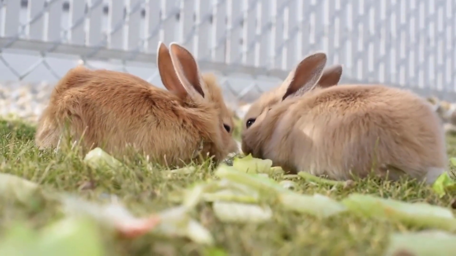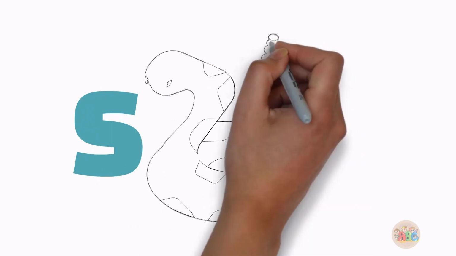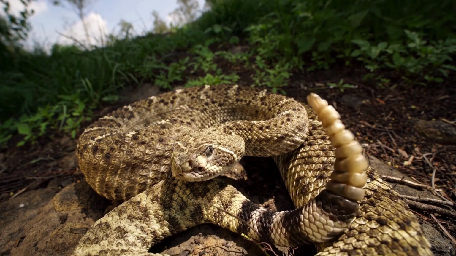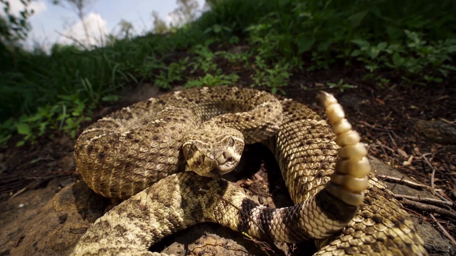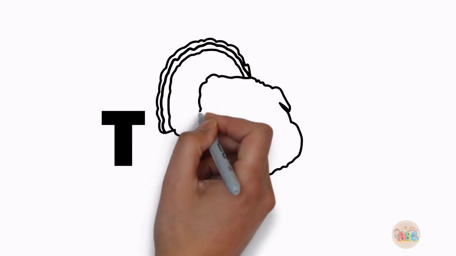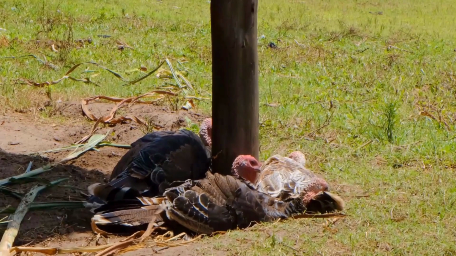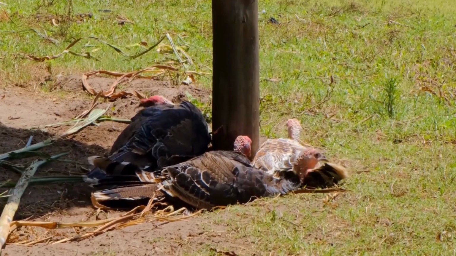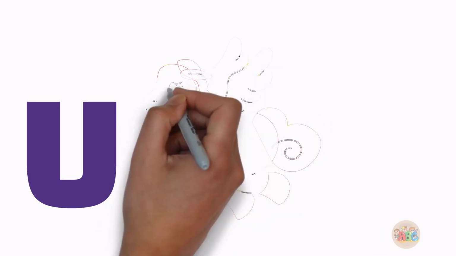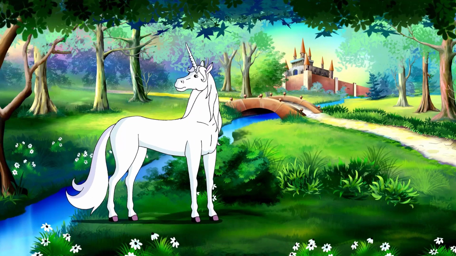S. S is for snake. Say with me, snake. Snake. T. T is for turkey. Say with me, turkey. Turkey. U. U is for unicorn. Say with me, unicorn. Unicorn.